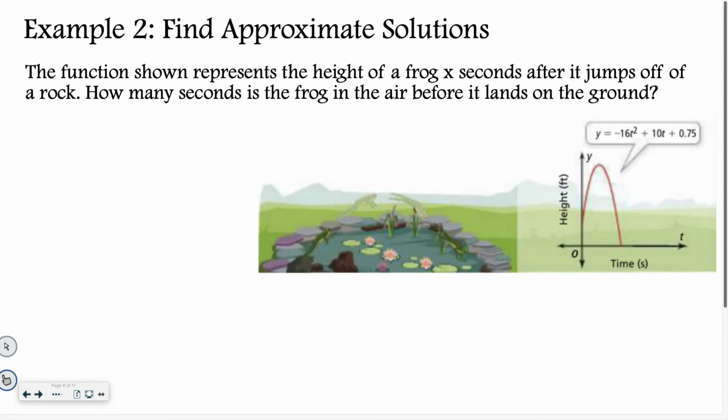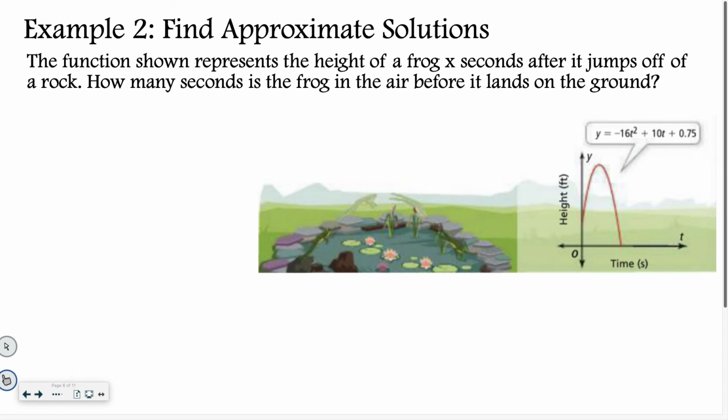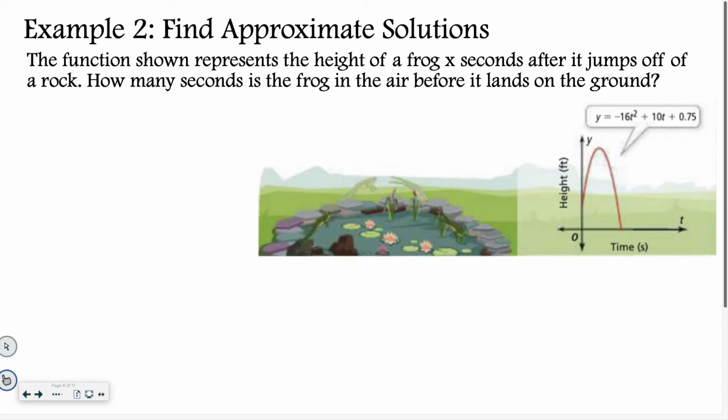All right, let's talk about a real-world example. It functions just like what we've been doing, except now it's a word problem. So we have the function shown represents the height of a frog t seconds after it jumps off of a rock. Oh, it should say t seconds, sorry. T seconds after it jumps off of a rock.